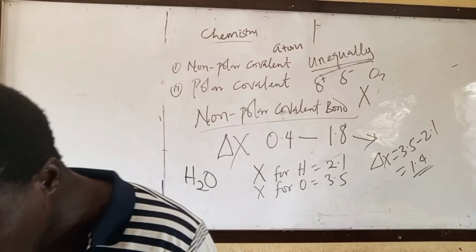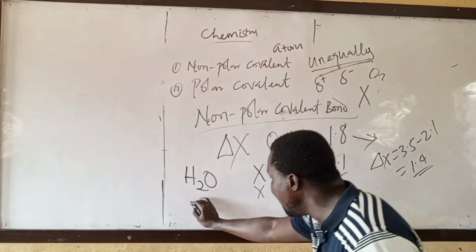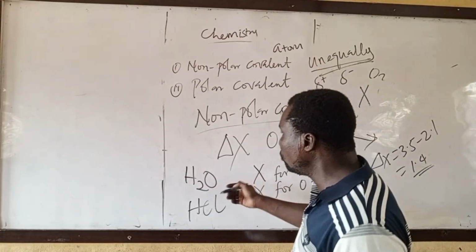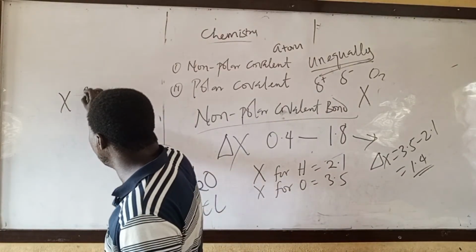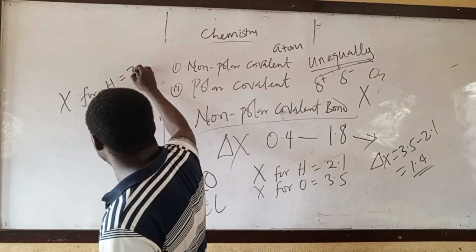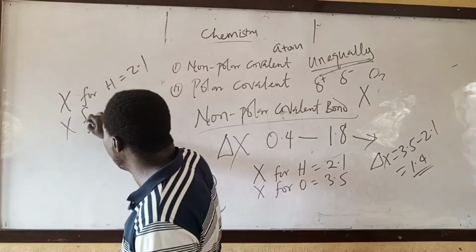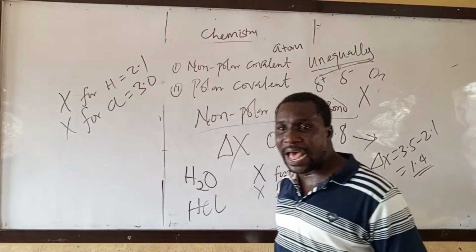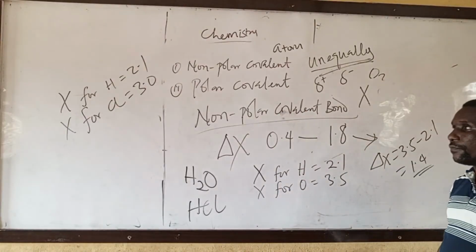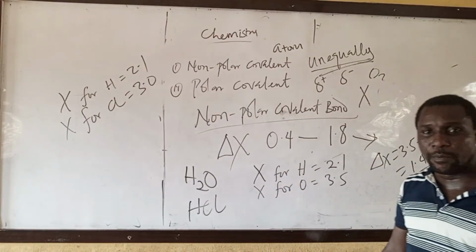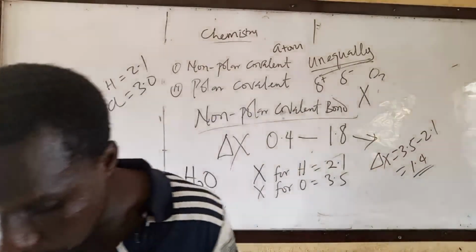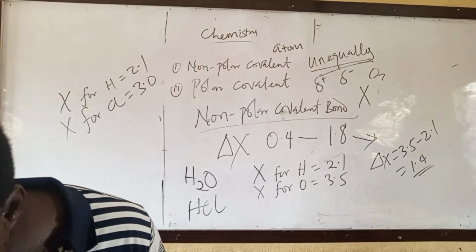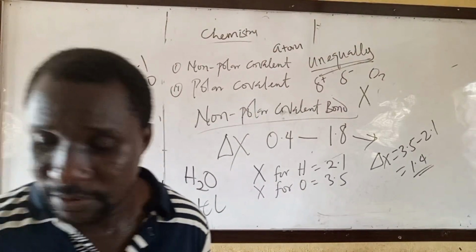Okay, look at this. Is HCl polar or non-polar? Do it yourself. The electronegativity value for hydrogen is 2.1. The electronegativity value for chlorine is 3.0. Is it polar or non-polar? Please drop your answer in the comment. HCl, is it polar or non-polar? It's polar.